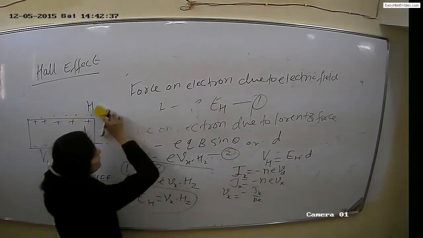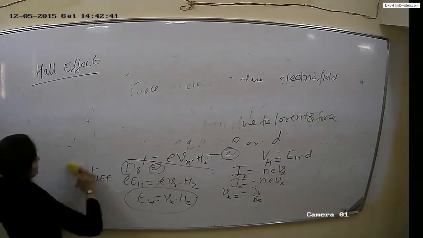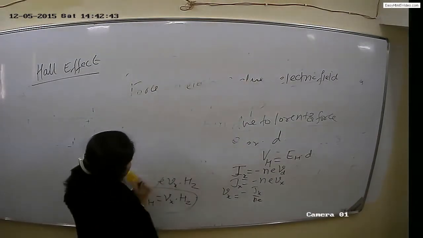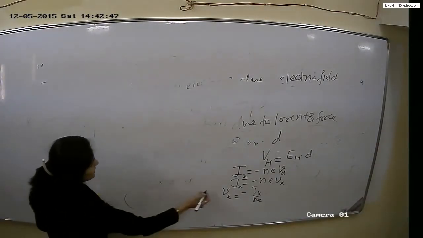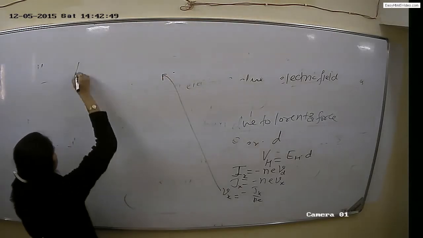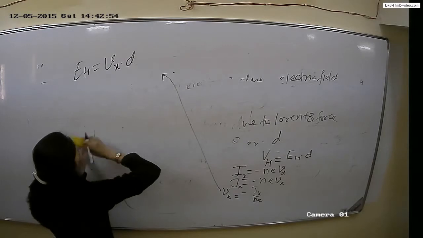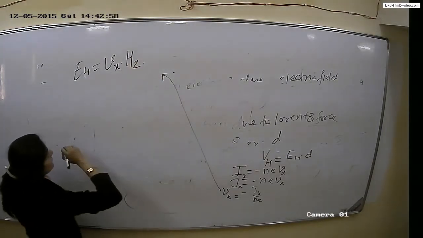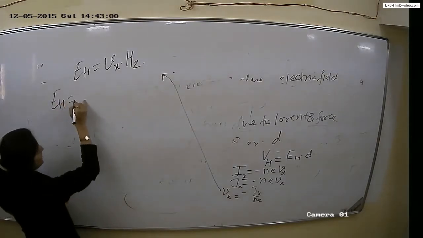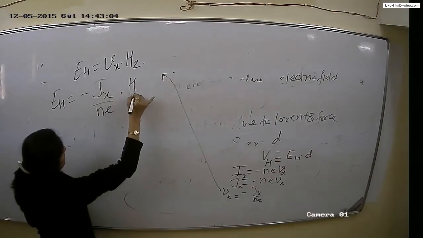Substituting the value of this Vx here in EH is equal to Vx into Hz, we will get EH is equal to minus Jx upon ne into Hz.